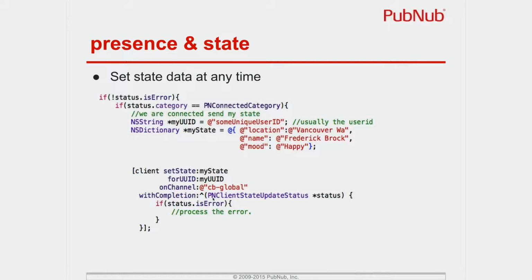Setting the state can be done at any time. So if you had something similar to somebody's going to change their mood from happy to mad and sad and glad, then you can do that. And here I'm checking status. If I've connected, this would be in my didReceive status, then I'm going to go ahead and populate some data, and I'm going to call set state.